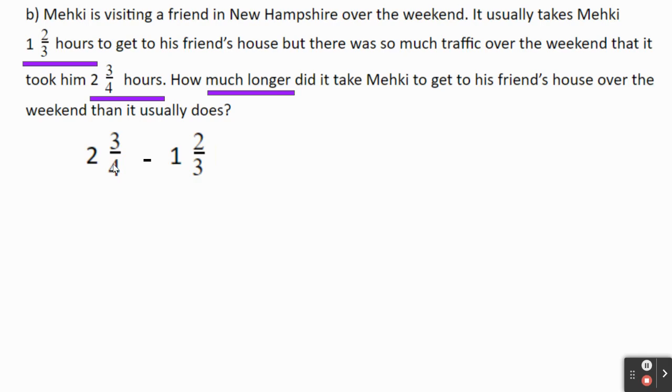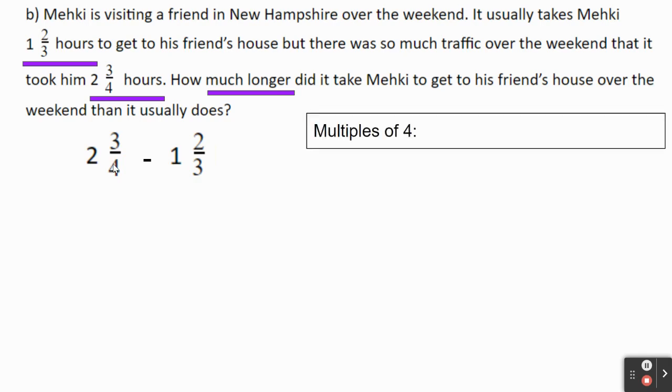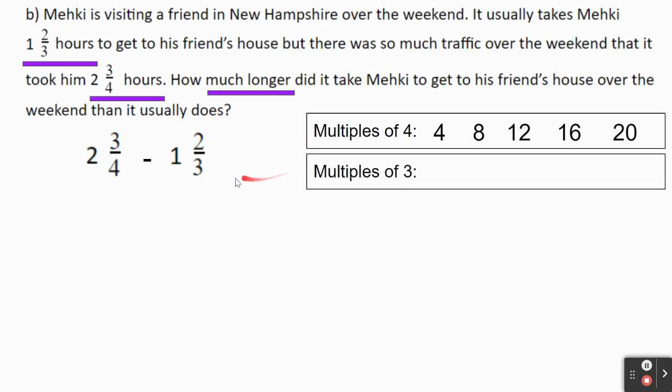To do that, we're going to list the multiples of each of the denominators. So we'll start with 4. The multiples of 4 are 4, 8, 12, 16, and 20. Now we'll list the multiples of 3, since 3 is the second denominator. We have 3, 6, 9, 12, and 15. If we look carefully at both of these lists, we can see that 12 is found in both lists. That means 12 is going to be our common denominator. So we are going to rewrite each of these mixed numbers so that the denominator is 12.